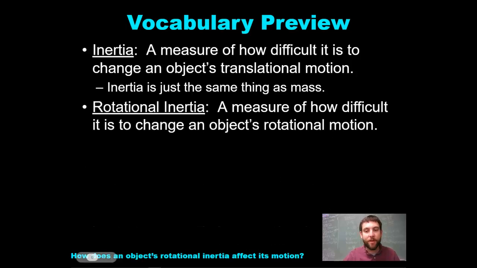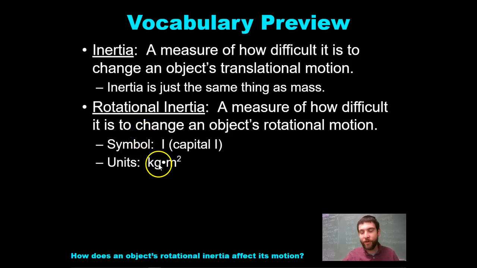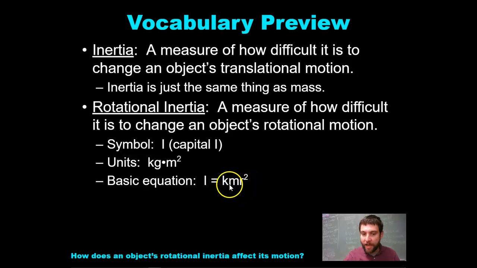Rotational inertia is a measure of how difficult it is to change an object's rotational motion. The symbol we use for rotational inertia is I, capital I, to be specific. The units for it are kilograms times meters squared. The basic equation is I equals some constant times the object's mass times the distance from the pivot point that we're looking at, squared.